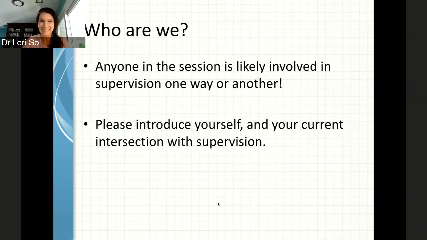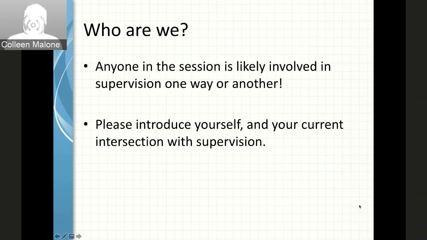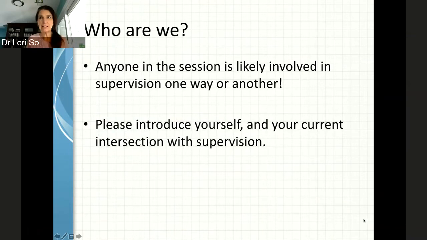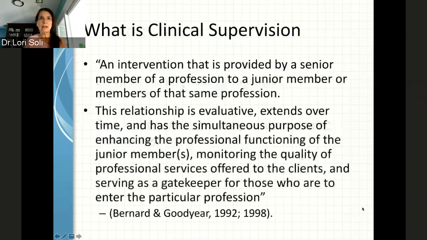Hi, I'm Colleen. I'm the department manager of the CMHC program. Welcome, everybody. Colleen makes us all tick and keeps us all on track. So, well, thanks everybody for introducing yourself. And no matter what your role, there's always something to learn.